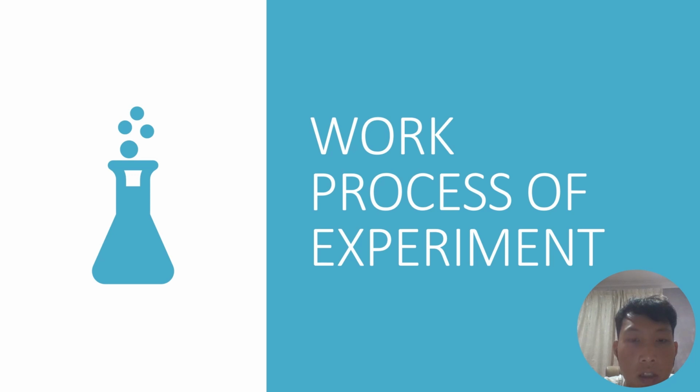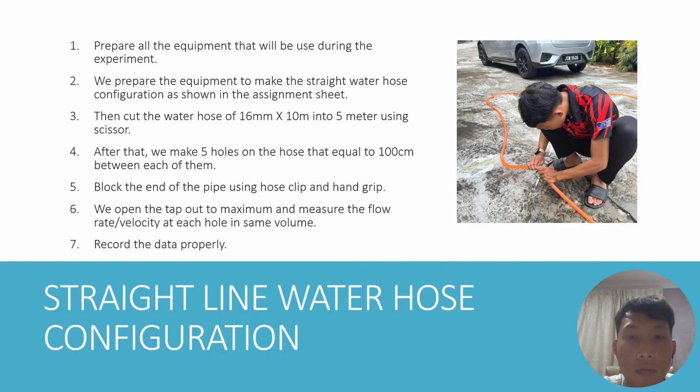My matric number is B0921104118. Today I'm going to present about the work process of this experiment. First of all, prepare all the equipment that will be used during the experiment. The equipment from the previous slide will be used to complete this experiment.